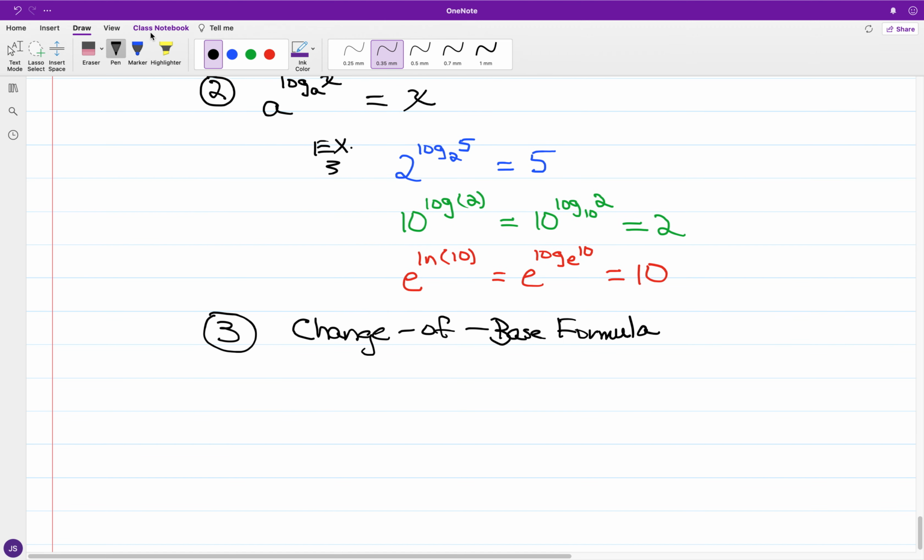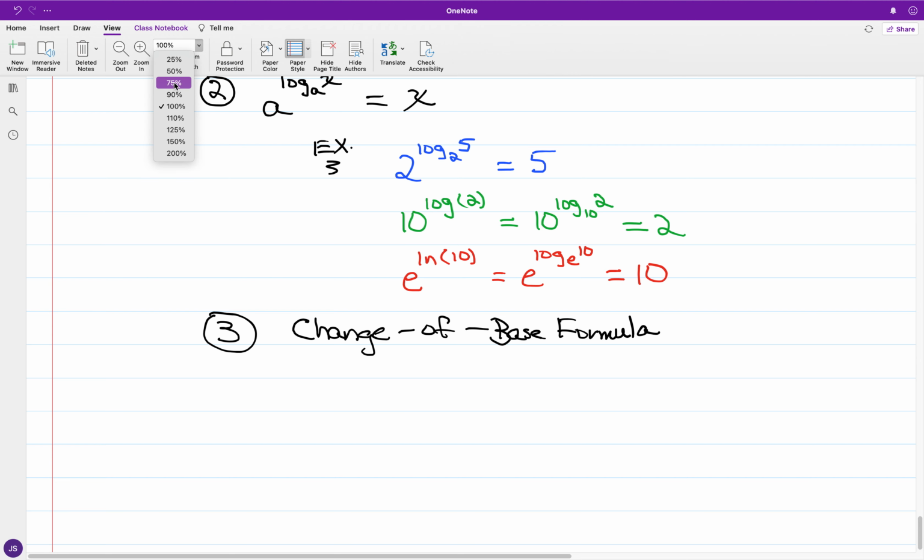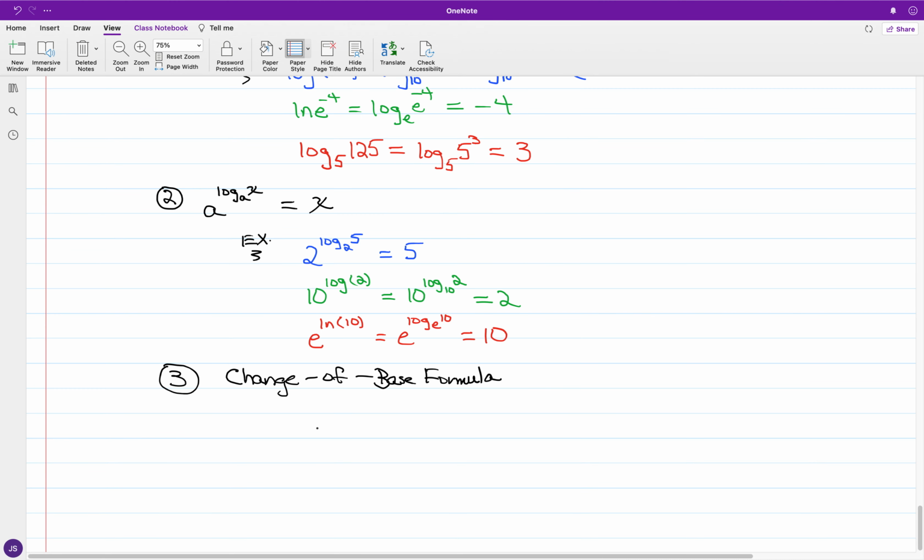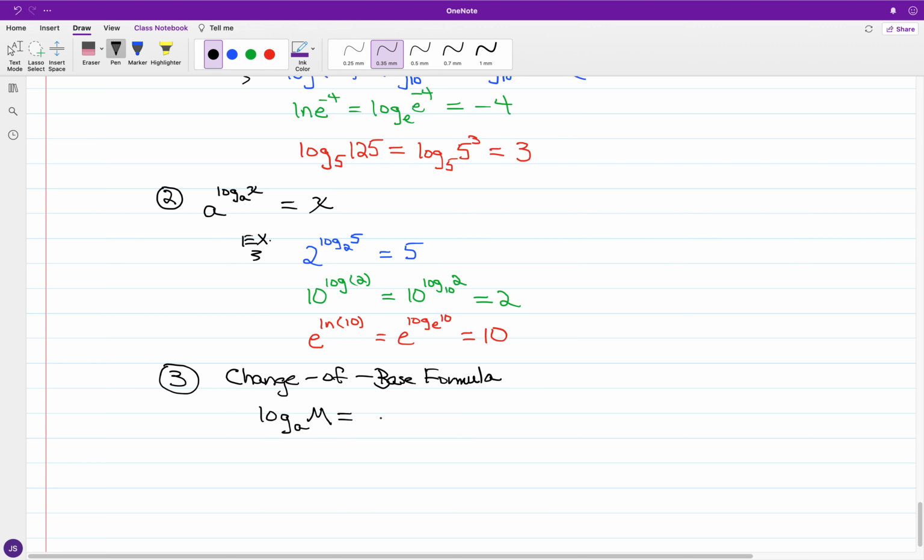And for the change of base formula, say you have a base a logarithm of m. If you don't have a match between the exponential and the logarithmic base, you could, but we'll just say that if you don't, you can write what we have here in terms of another logarithmic base, a base b logarithm.